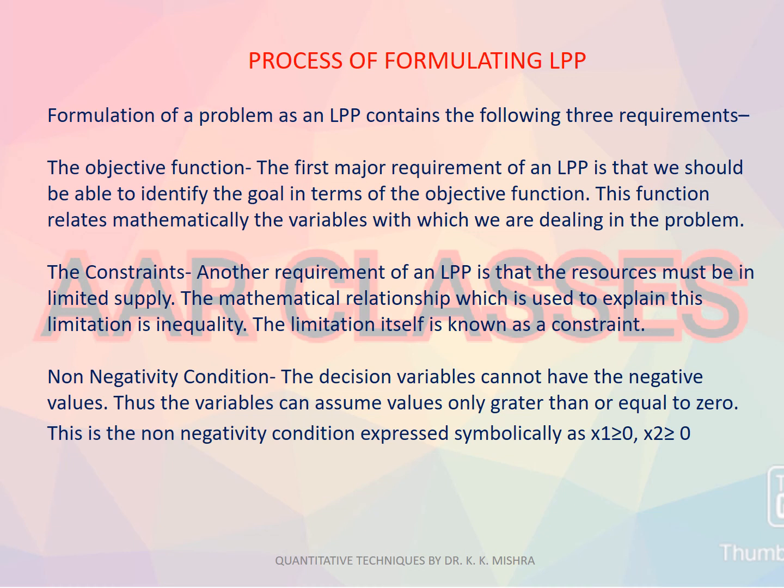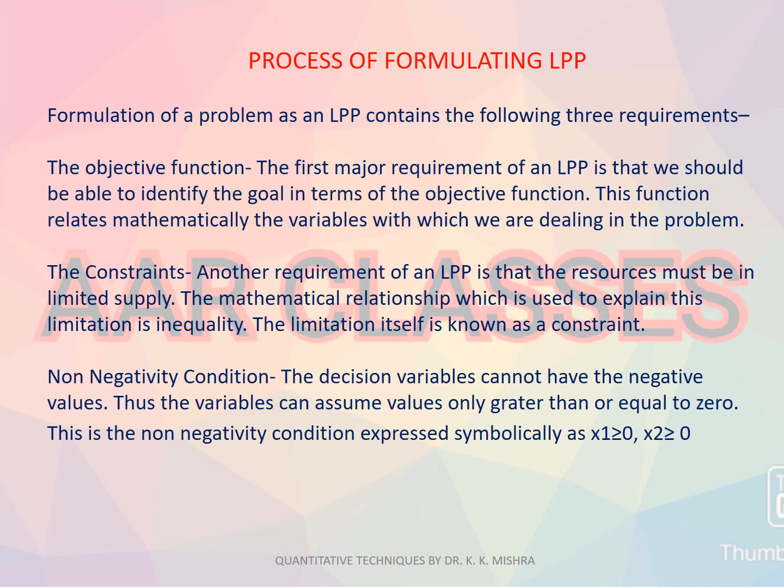The first major requirement of an LPP is that we should be able to identify the goal in terms of the objective function. This function relates mathematically the variables with which we are dealing in the problem. The second part is the constraints. It is a requirement of LPP that the resources must be in limited supply. The mathematical relationship which is used to explain this limitation is inequality. The limitation itself is known as a constraint.